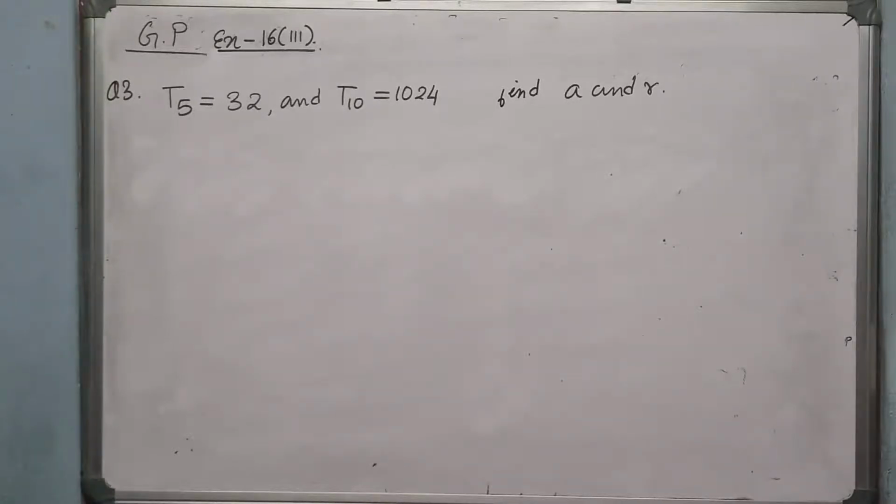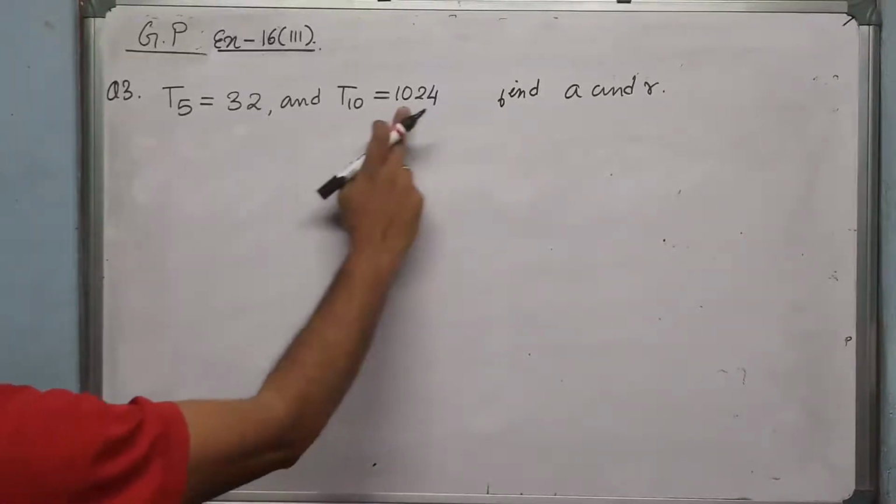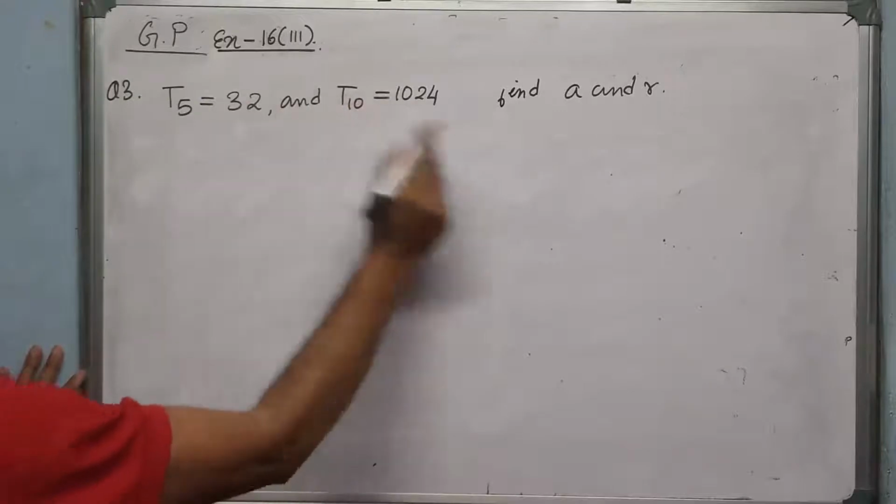Now next question, question number 3. The question is: the fifth term of a GP is 32 and the 10th term is 1024. Find the first term and the common ratio of the GP. The fifth term is 32 and the 10th term is 1024. Now you have to find A and R.